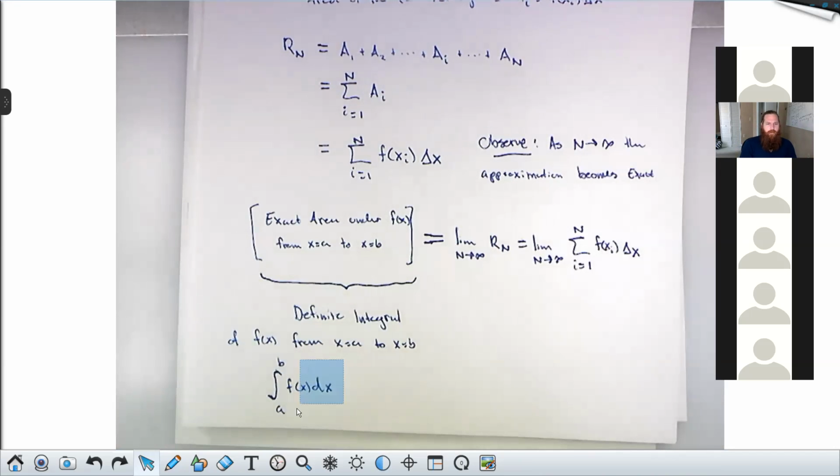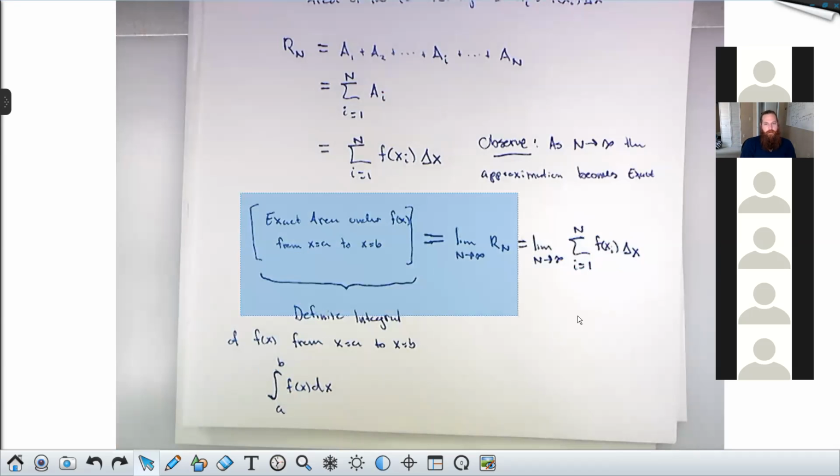And there are some notational similarities between this and this, right? You've got an f of x and a dx here. You've got an f of xi and a delta x here. You've got a big capital Greek S here. You've got a big Latin S here. This integral symbol that you've seen in your textbook is just a stretched out S, and it stands for summation the same way that the Greek one stands for summation. It's just a different kind of sum.